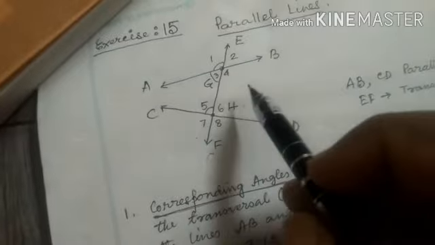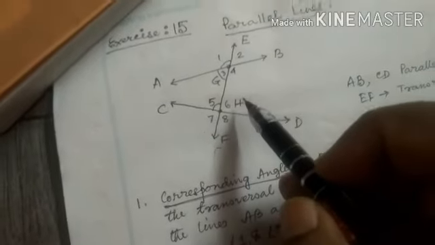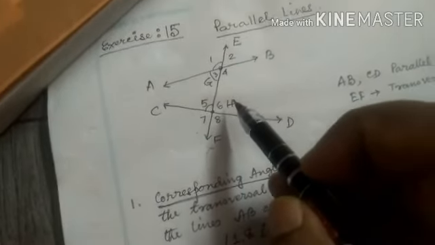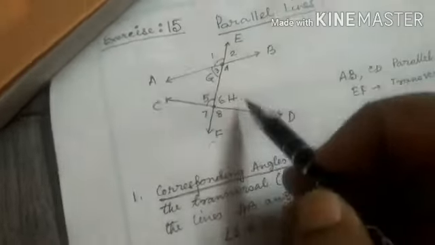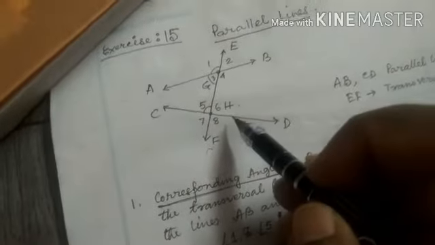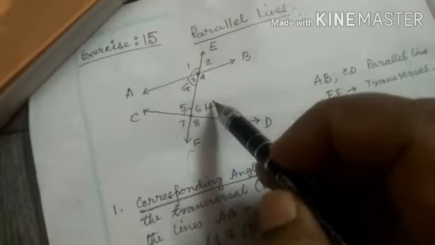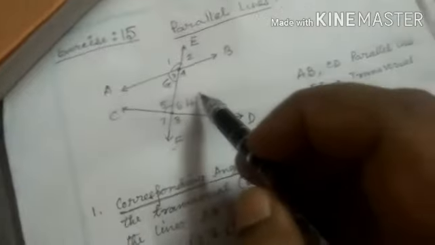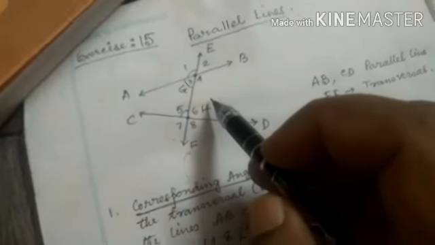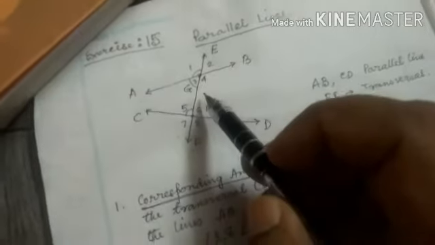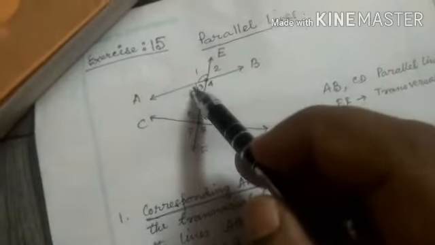Parallel lines are two lines where the distance between the two lines at every point is equal. That is called parallel lines, and two parallel lines cannot intersect each other. Okay, cannot intersect each other.